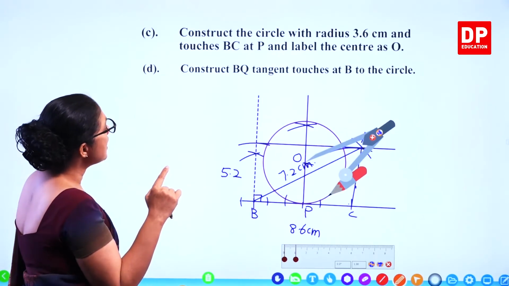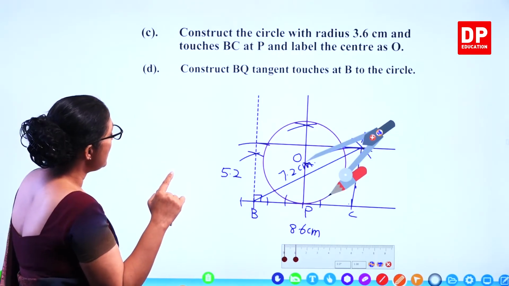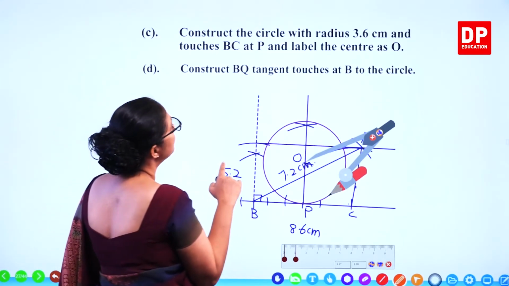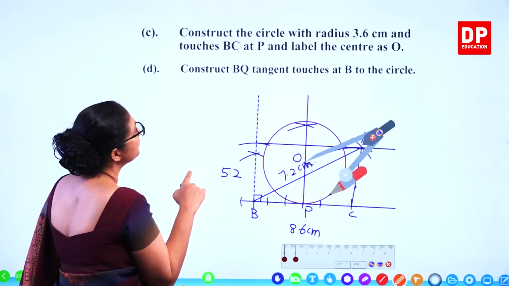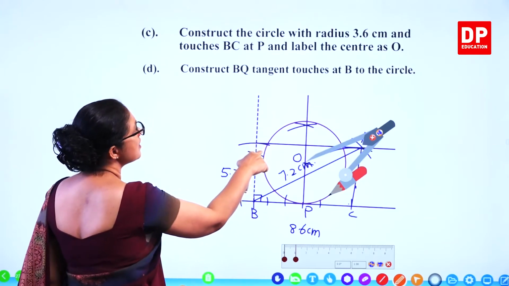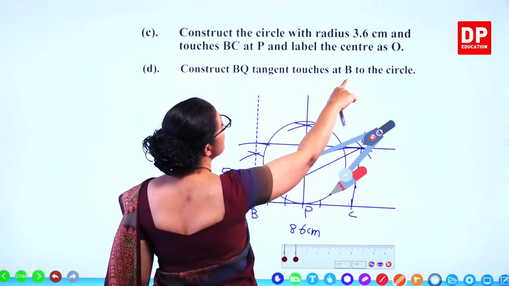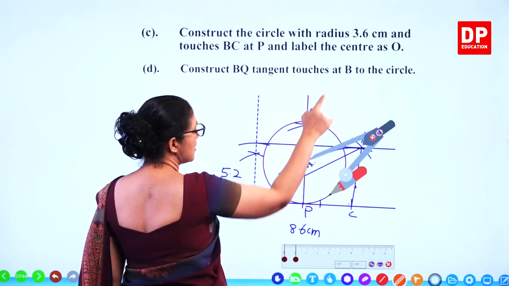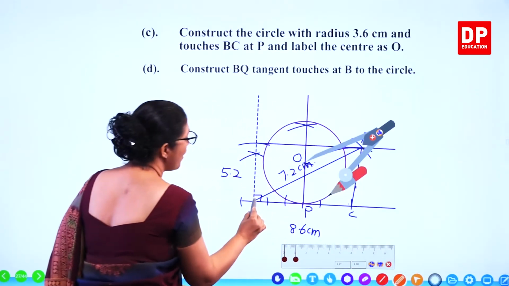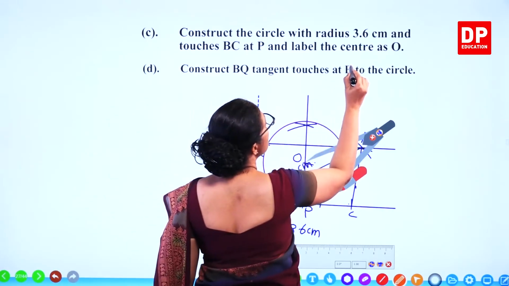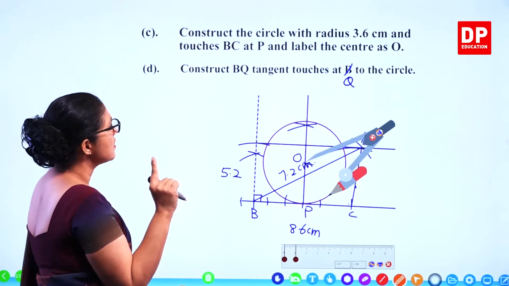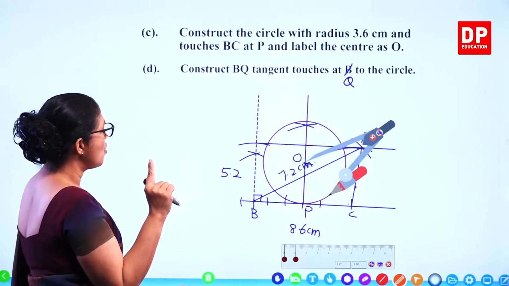Construct the BQ tangent. BQ tangent touches at Q to the circle. Not B, Q to the circle. This should be Q, because B is an outside point to the circle. This should be Q. Tangent touches at Q to the circle.